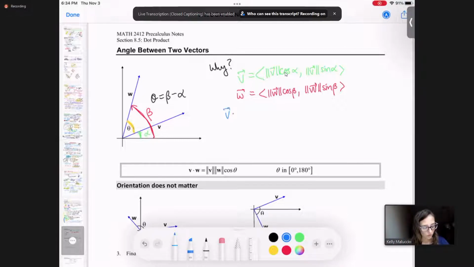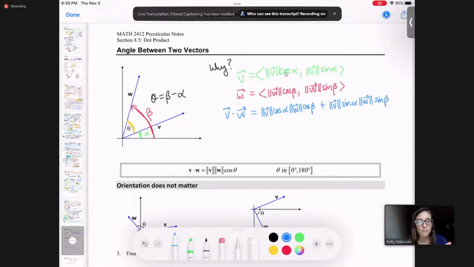But if we wanted to do v dot product w, remember, the equation is the first component times each other plus the second component times each other. So I'm going to write it exactly like that. I'm going to say it's the magnitude of v cosine alpha times the magnitude of w cosine beta plus the magnitude of v sine alpha, the magnitude of w sine beta.